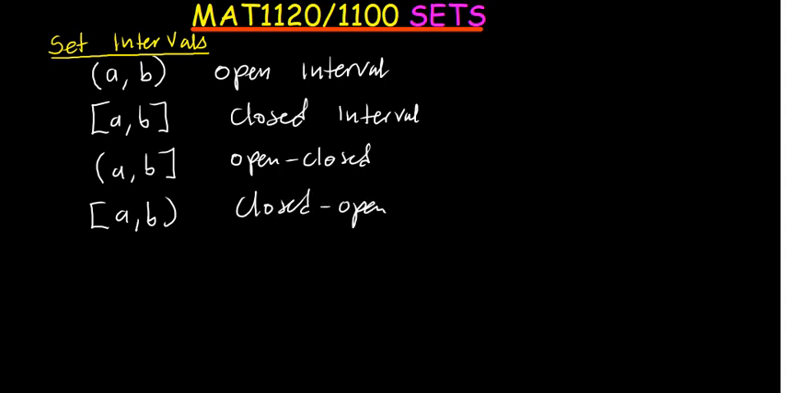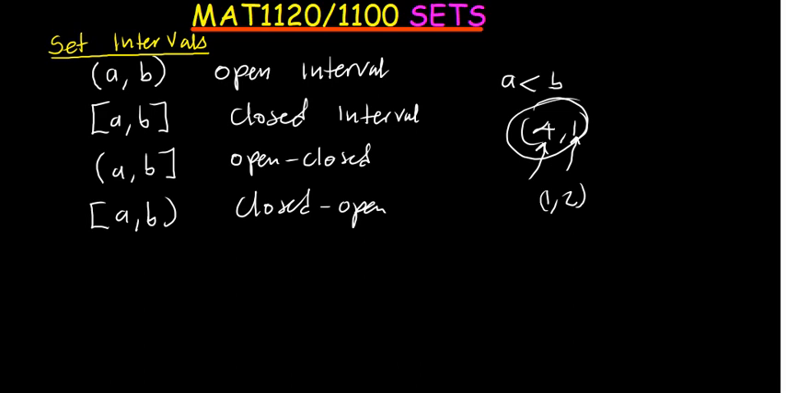Now when you're talking about all of these, A is always smaller than B. This number that you start with should always be smaller than this one which is here. So you can't have 4 comma 1, if you put it like this it is wrong. This number should always be smaller than this one. So you can have 1 comma 2.